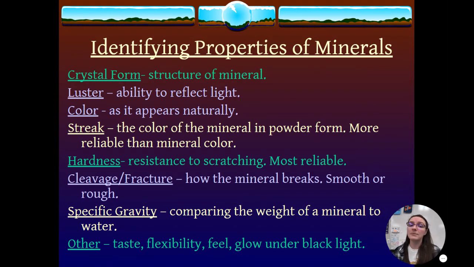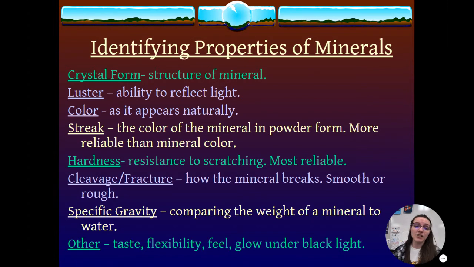colors. So what is more reliable is what's called the streak. This is the color of the mineral when it's powdered. So if you grind the mineral down, it will form a powdery dust, and the color of that is constant, no matter what color the actual outside of the mineral is. Third is the hardness of the mineral, which is how resistant it is to scratching. This is the most reliable way to tell what the mineral is.